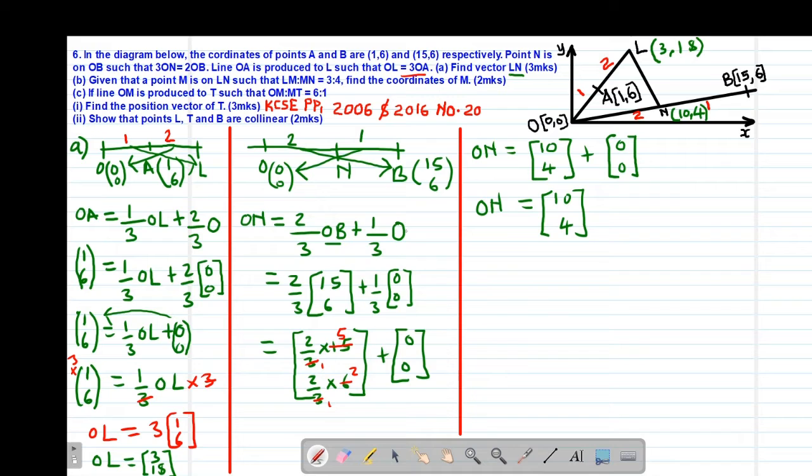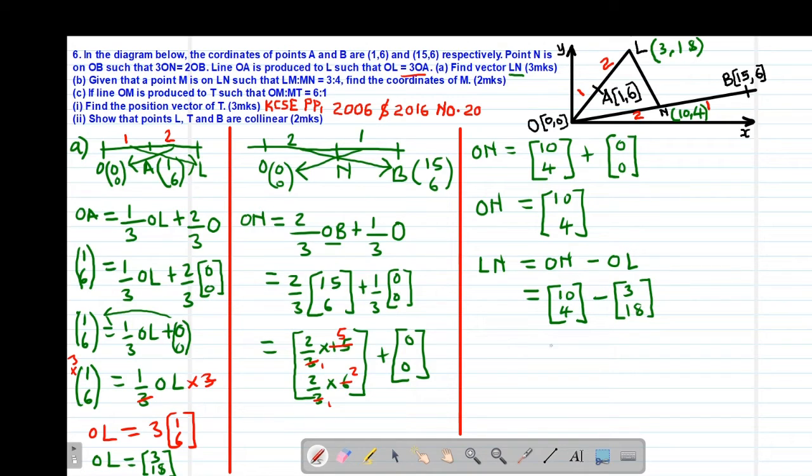Now, having found the coordinates for both L and N, we can now find the vector LN. So the vector LN simply means that you take the coordinate of point N, which is ON, then you subtract the coordinate of point L. Our coordinate for point N, we have found as 10, 4. Then you subtract the coordinate for point L, which is 3, 18.